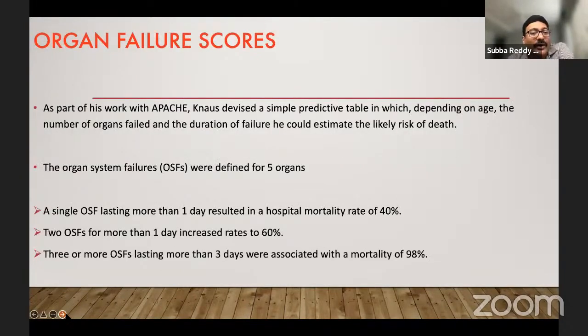So coming to the organ failure scores, apart from this work from Apache, they designed organ failure scores, OSF, they defined a 5 organ failure scoring system. A single organ failure lasting more than 1 month resulted in hospital mortality of 40%. If there are 2 organ failures, then the mortality will increase to 60%. If 3 or more organ failures, then the mortality will increase to more than 98%.